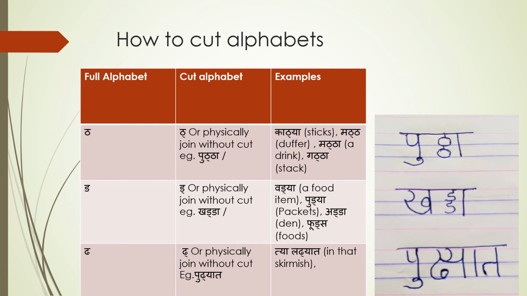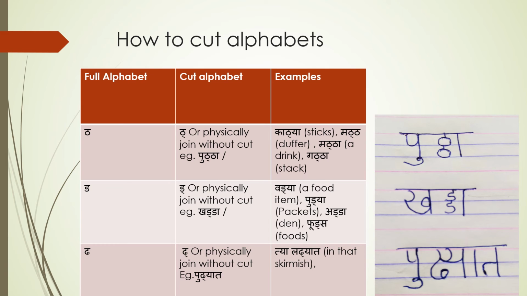The same pattern continues with Th, D, and Dh. Generally, there is a dash put under the letter to indicate it's only half. Examples: Kathya, Mattha, Gattha. For D, it is Vadya or Pudya, Adda. In some cases where the letter is in the middle of the word, it is different. Dh, again Ladhyat, Tya Ladhyat.